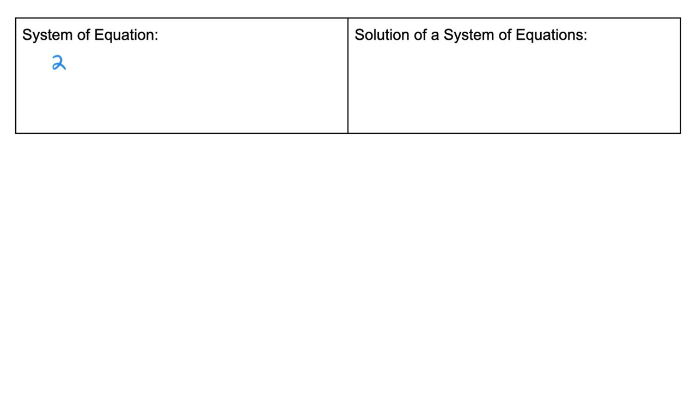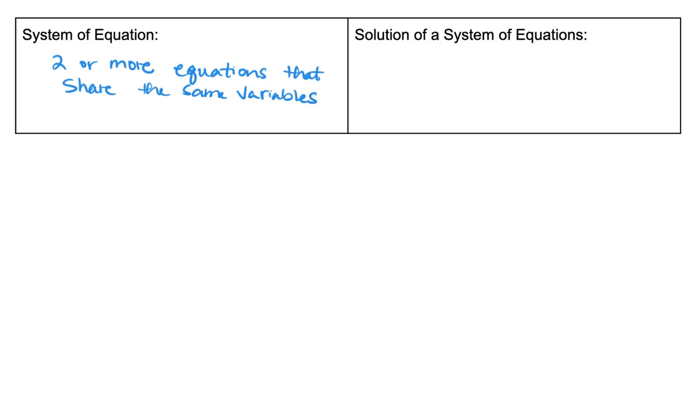That example could be considered a system of equations because it is 2 or more equations with the same variables or the same context. A solution to the system of equations is all coordinates that satisfy all equations in the system.